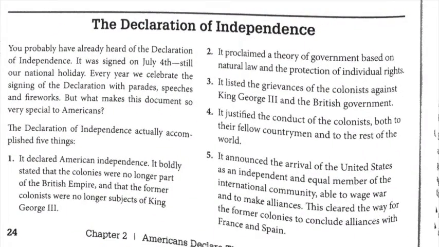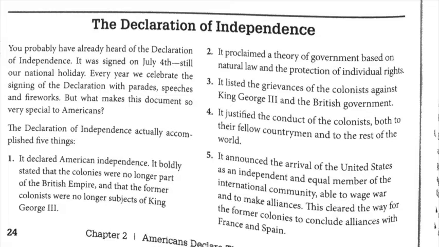You can go ahead and put a large X through the active citizen question, because we will not be doing this one. The Declaration of Independence. You probably have already heard of the Declaration of Independence. It was signed on July 4th, still our national holiday. Every year we celebrate the signing of the Declaration with parades, speeches, and fireworks. But what makes this document so very special to Americans?